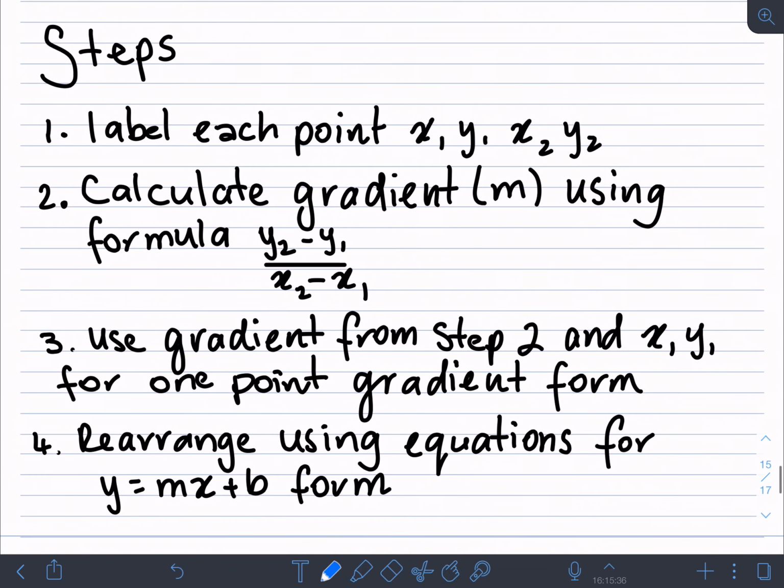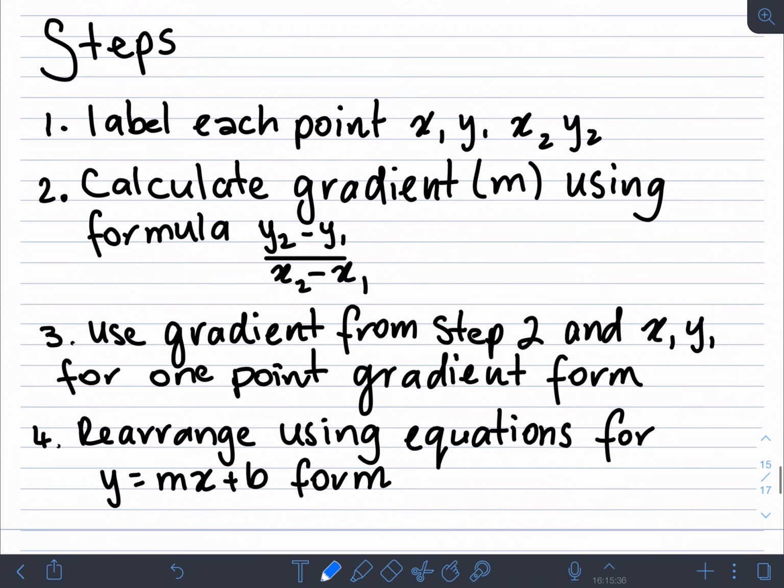So let's go through the steps first. My advice is that you pause the video and write these down because we're going to be referring to these. The first step is to label the first point x1, y1 and the second point x2, y2. The second step is to use those 2 points and find the gradient using the formula. The third step is, once you've found the gradient, you then use the gradient and one of the points, preferably x1 and y1, and you put it into the one point gradient form, which we're going to go through later. And the fourth step is to rearrange whatever you have to make it y equals mx plus b.